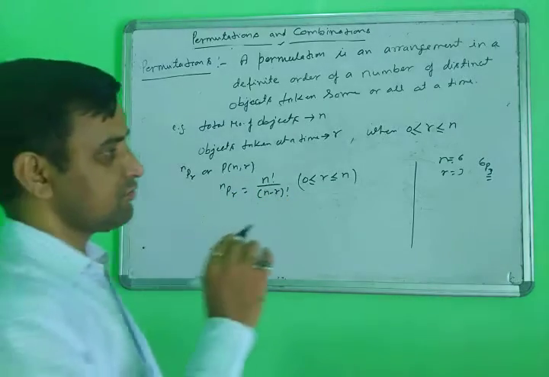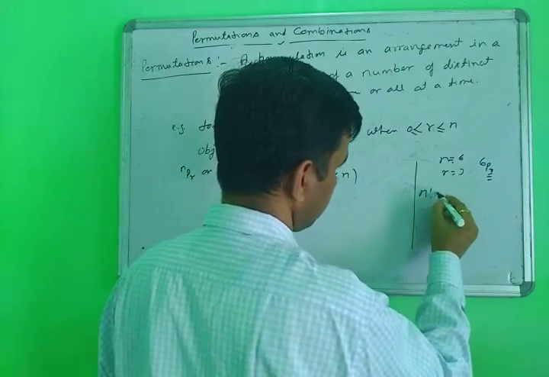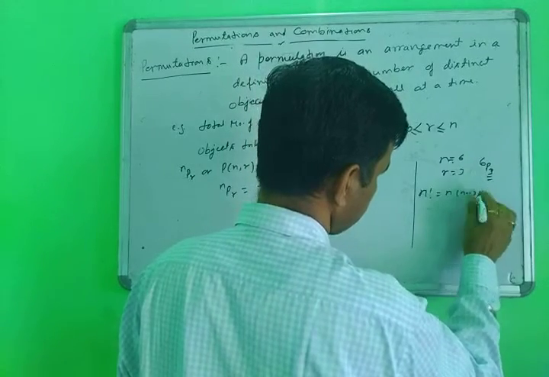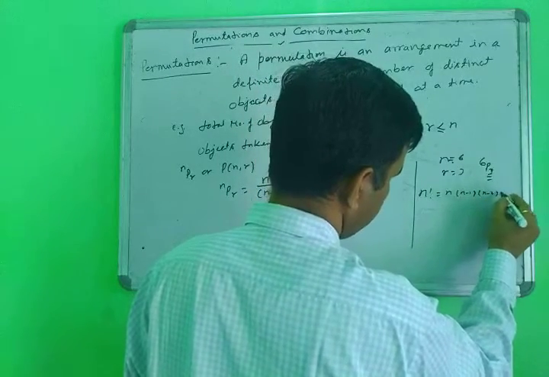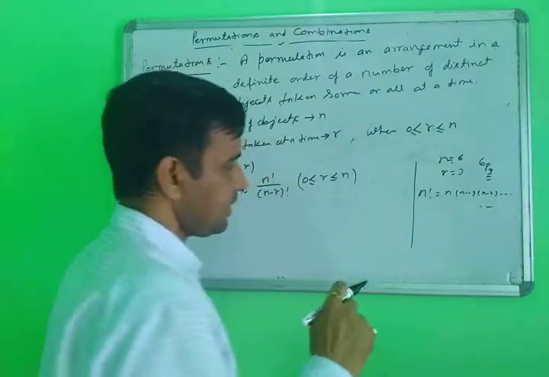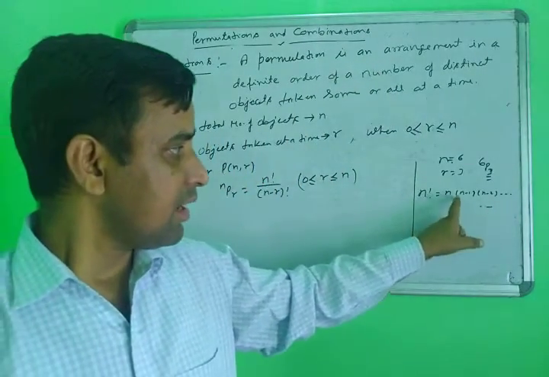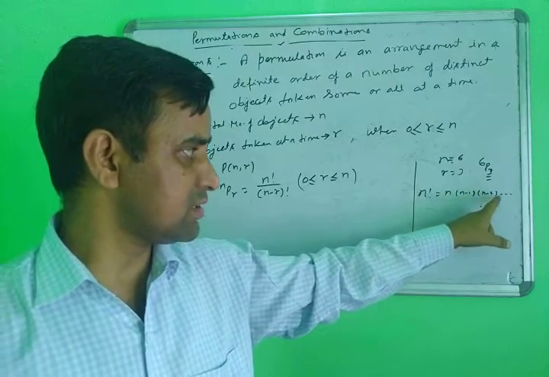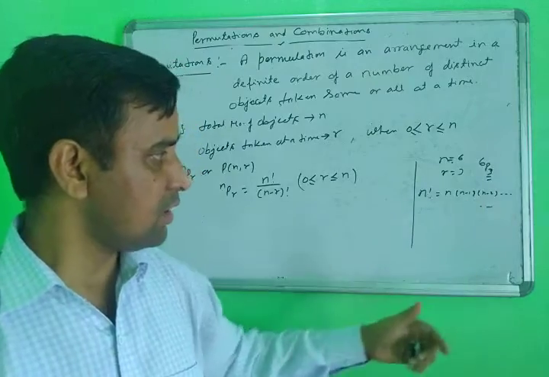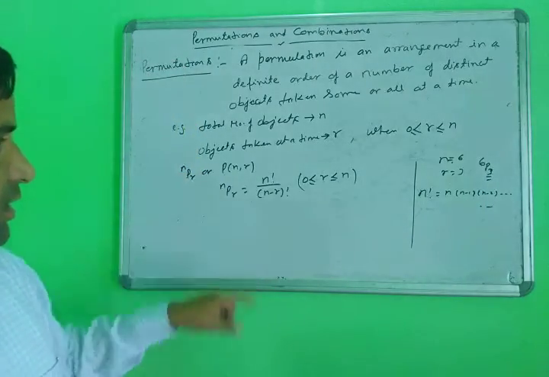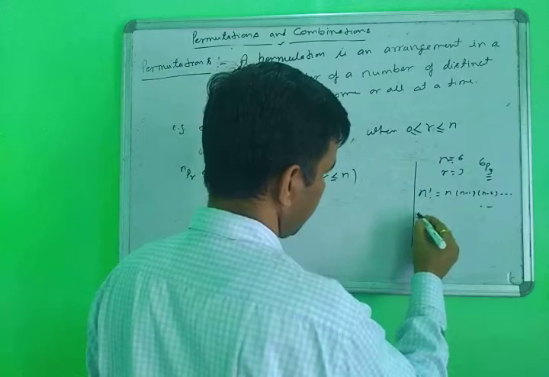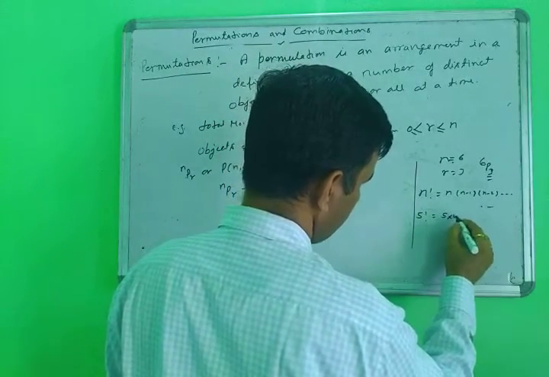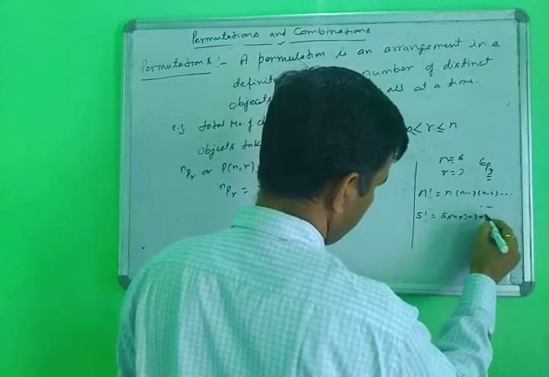And what is the meaning of the factorial? Suppose you are writing factorial n. This means n, n minus 1, n minus 2. In this way you go on, and every time you go one digit less. n, n minus 1, n minus 2, n minus 3, n minus 4, n minus 5. For example, suppose you write factorial 5. This means 5 into 4 into 3 into 2 into 1.